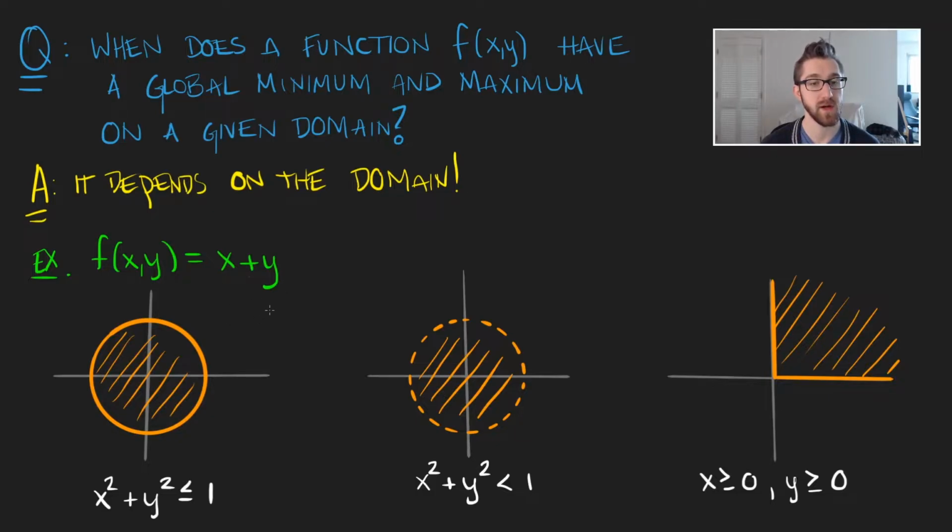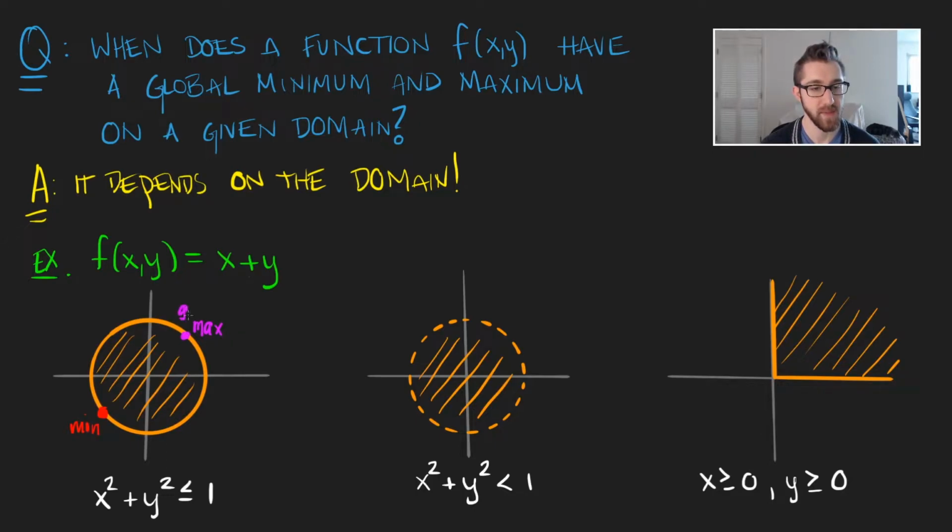If we wanted to, we could draw in the level sets of this function. Those would be lines that are parallel to the line y equals negative x, so they would be lines that are sloping down with slope -1. And maybe with that picture in mind, we can see that the maximum of the function on this set is going to be here in this corner. This is the max. And the minimum is going to be in the opposite corner, down here.